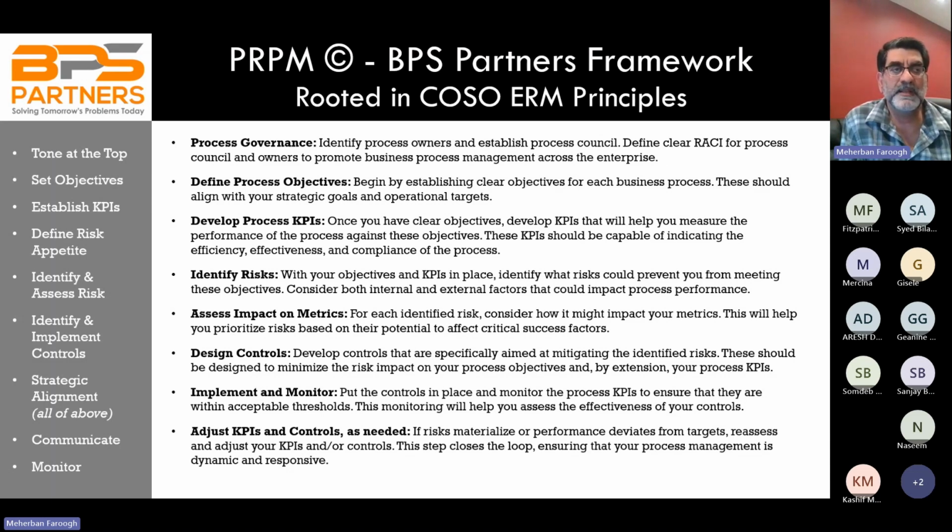Once you've done that, you go and design your controls. So you develop controls that are specifically aimed at mitigating the identified risks. These should be designed to minimize the risk impact on your process objectives and by extension, of course, your process KPIs, right? So now that you have your controls in place, once again, when we go in the practical world, with the SMEs in the workshop, as they identify the controls, there are many times, more times than not, that I would find process gaps or other control gaps, right? And that's really what you're trying to figure out. What are your risks? What are your controls that are in place? That's great. But then what are your control gaps?